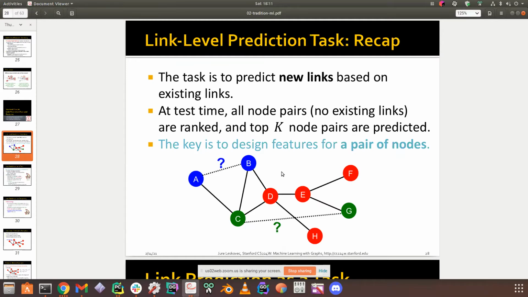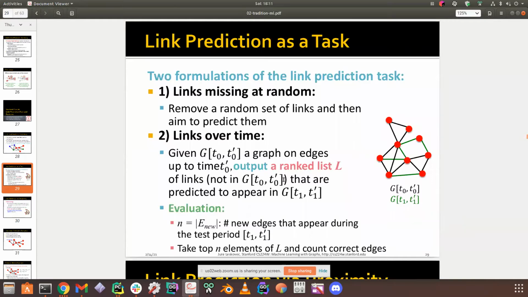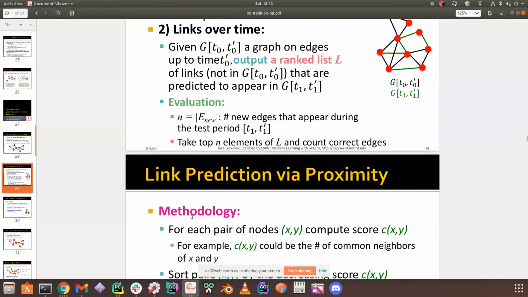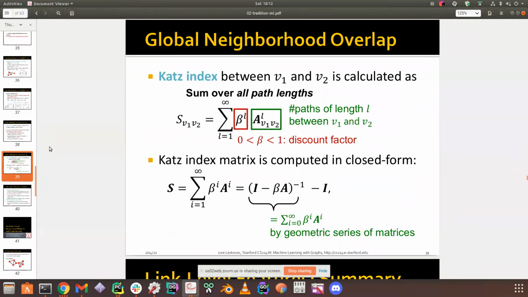And then the other kind of link-level prediction task is what happens over time. Certain nodes might not be connected at the current time, but they might be connected in the future. And the idea is, can you predict these connections in the future?